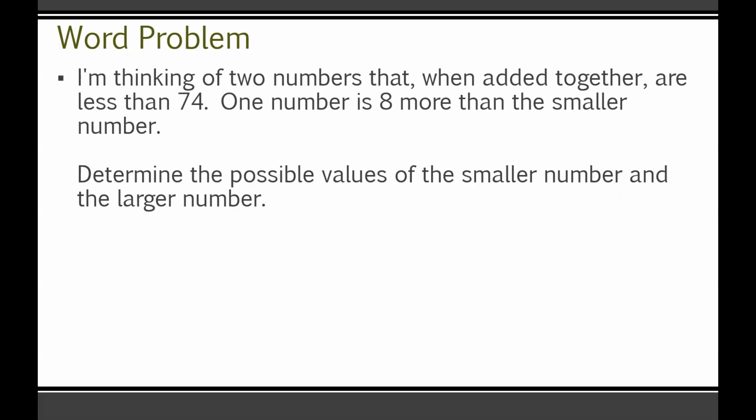Okay, let me show you how I would go about solving this question. We know we have two numbers. We could say right off the bat those two numbers are x and y. Now we know when we add these two numbers together, x plus y, that number is less than 74. So you might as well write that using an inequality sign. Two numbers, x plus y, is less than 74.